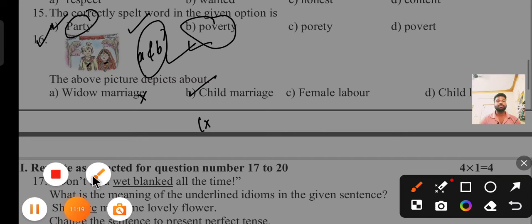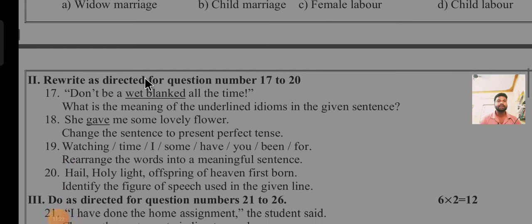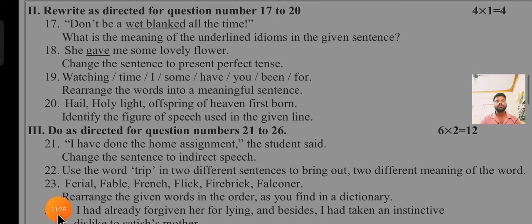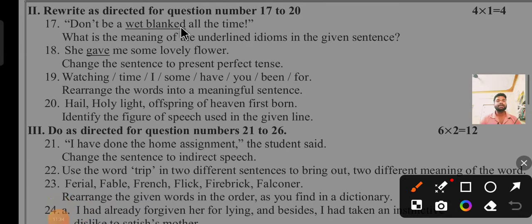Okay. Next, we will move to the main section: rewrite as directed. Question number 17: Don't be a wet blanket. What is the meaning of the underlined idiom in the given sentence? In the given sentence, a wet blanket. What is the meaning of a wet blanket? It means, I will write here, my dear students, negative thinking. Negative thinking is the right answer for a wet blanket.